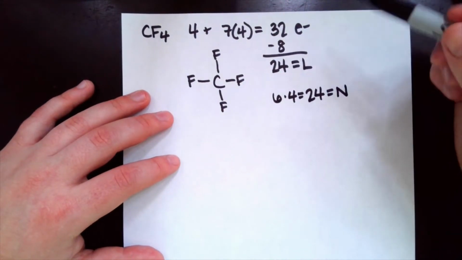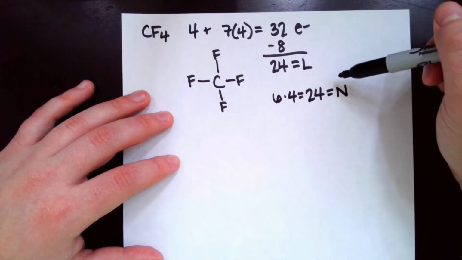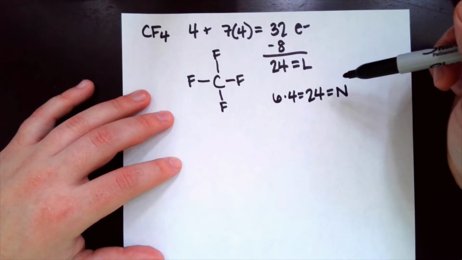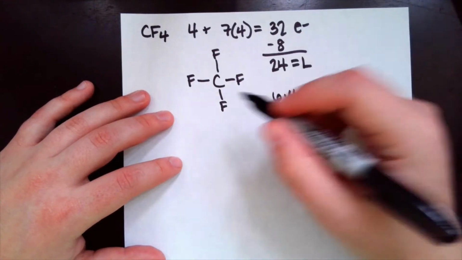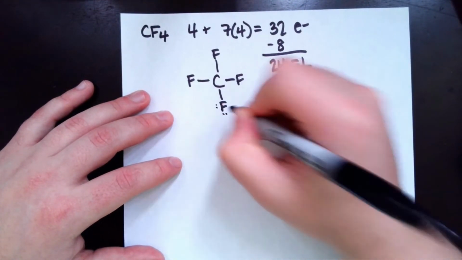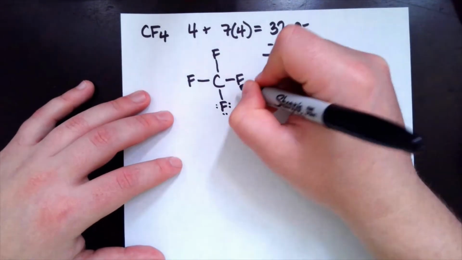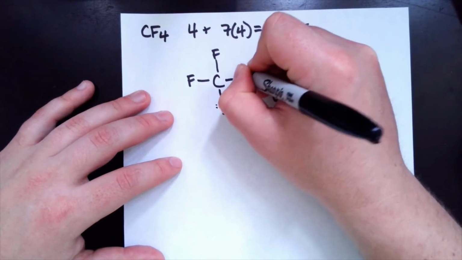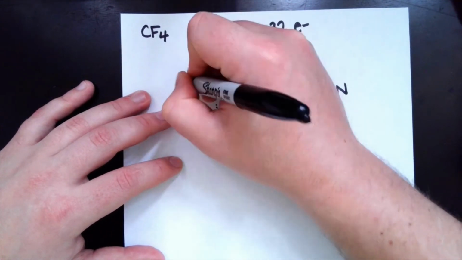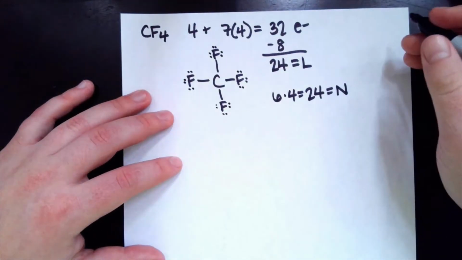Now we go to the last step. If N and L are equal, like they are here, all you have to do is fill the remaining octets with lone pairs. So again, each fluorine needs 6 electrons. So you have to put the electrons in pairs of 2. That's what I mean by a lone pair. So just give each fluorine atom 3 pairs of 2 electrons. And that's it.